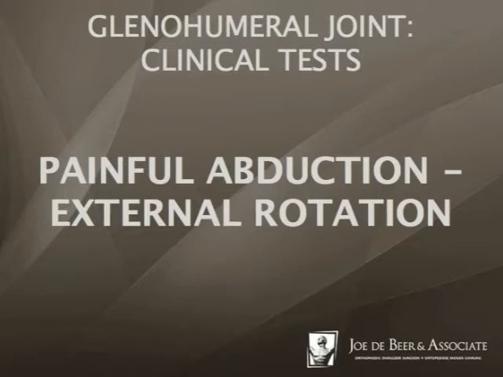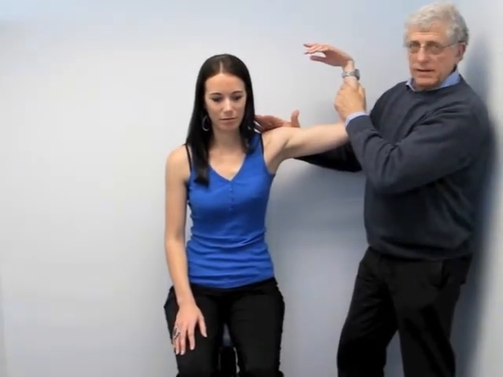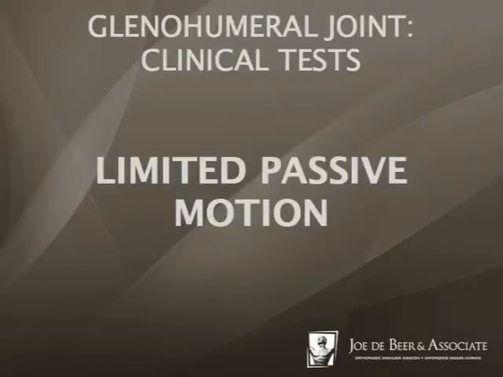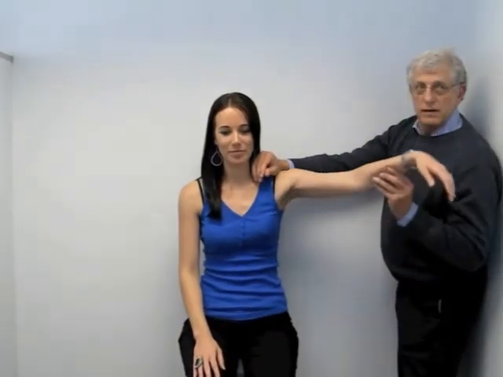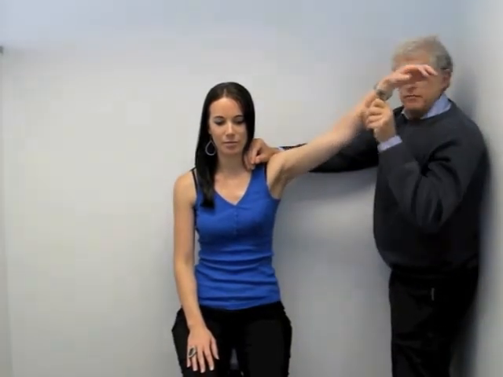The tests: firstly, painful abduction with external rotation. That's a very typical positive test. And as you can see here, the arm is placed in abduction and forced into external rotation, which usually would elicit pain in this condition. Limited passive motion is typical of intra-articular conditions, and all motions are usually passively restricted. Abduction passively would always be limited, as well as the other motions.